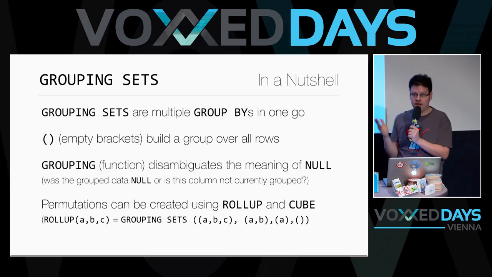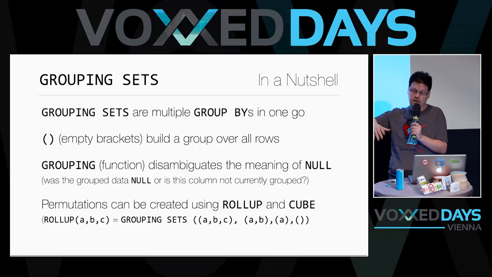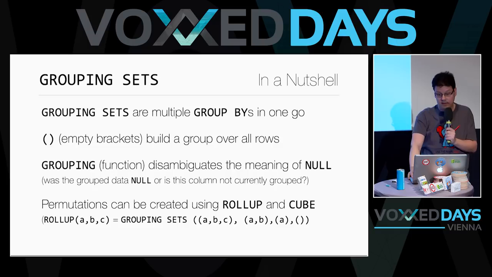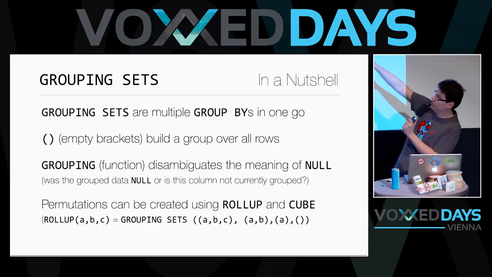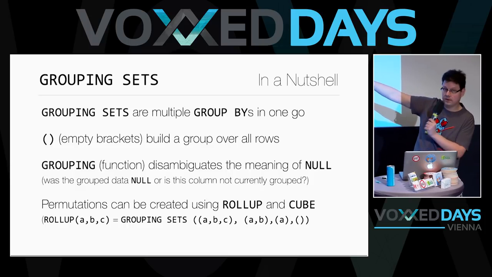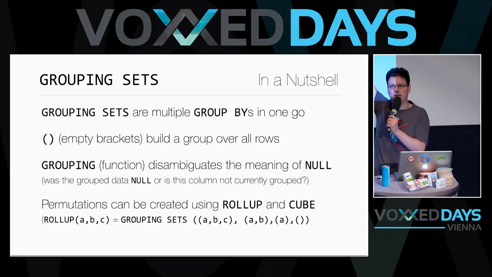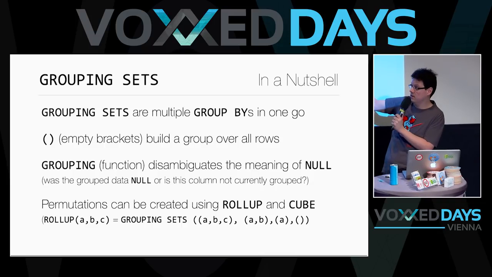So what is it? It's really just multiple group bys in one run. You just put what you would write into the group by clause into another set of brackets, and put it into a grouping sets clause. You can use the empty brackets to group by over all rows if you really would like to. There are some shortcuts. There's a function to disambiguate the meaning of null. Okay, not so important. And there are some shortcuts like roll up and cube. Who has ever heard of roll up and cube? Interestingly, they are more commonly used than the plain grouping sets, but they are just shortcuts to something like this here.